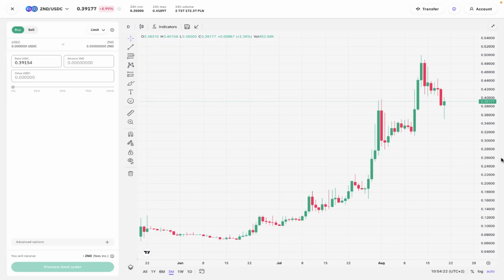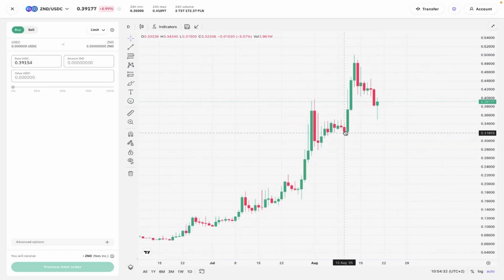We are looking at the daily time frame chart of the ZND to USDC on Zondacrypto. And there's a particular reason why we are looking at this chart. But let's start from the beginning.